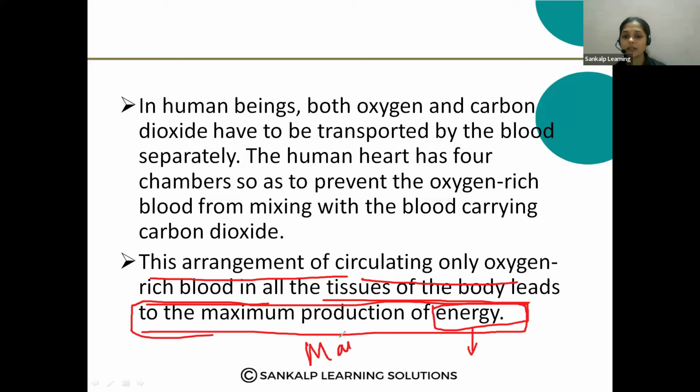Maintenance of the body temperature. So body temperature ಅನ್ನ maintain ಮಾಡ್ಲಿಕ್ಕೆ most of the energy is used. Okay, so that is the reason.